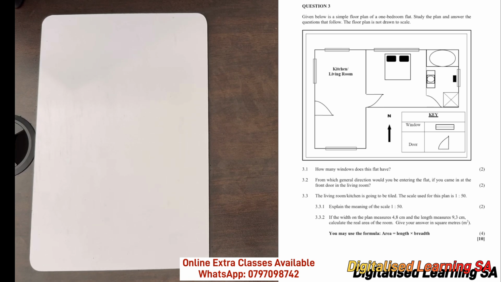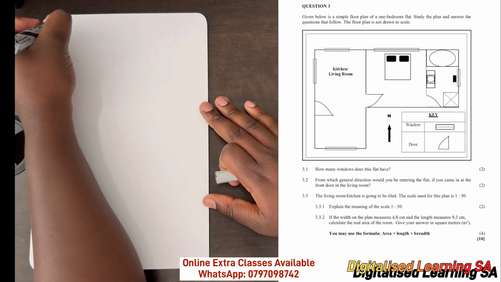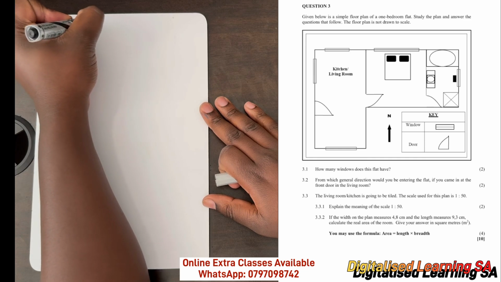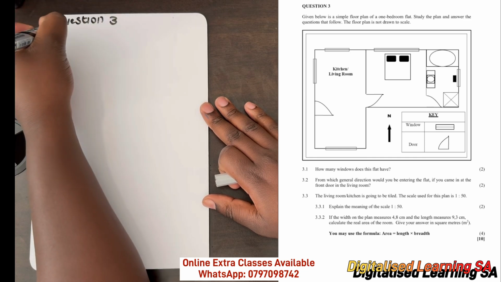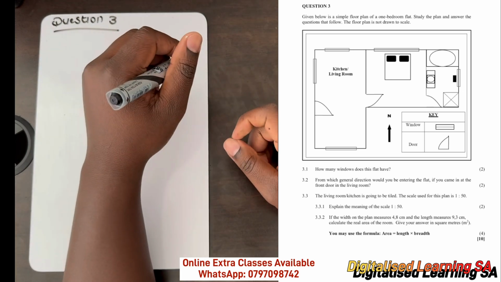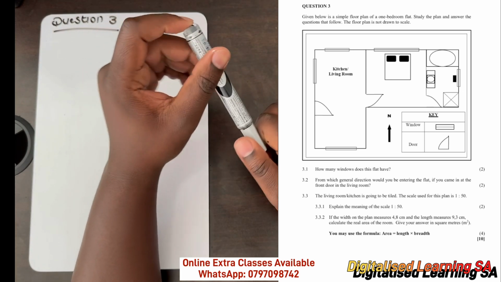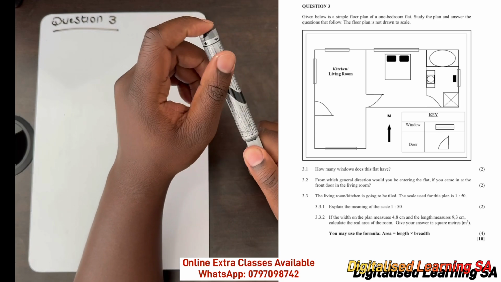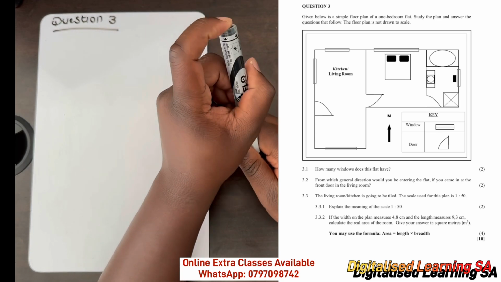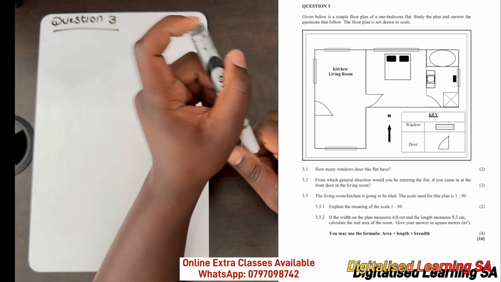Now let's work on question 3. Okay, so we are told that given below is a simple floor plan of a 1-bedroom flat. Study the plan and answer the questions that follow.